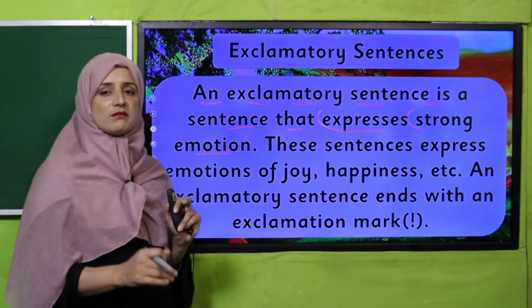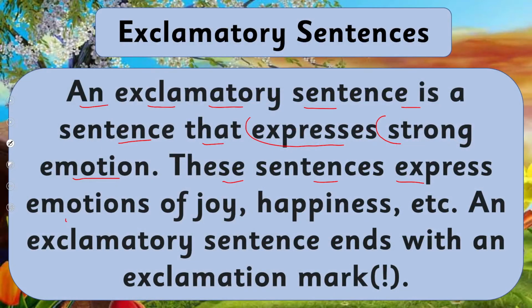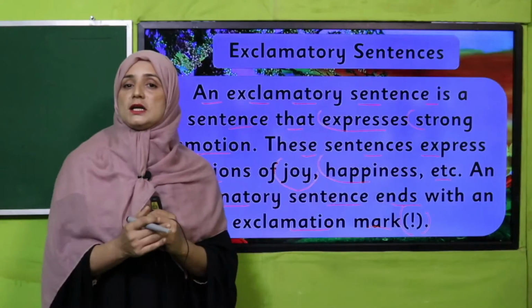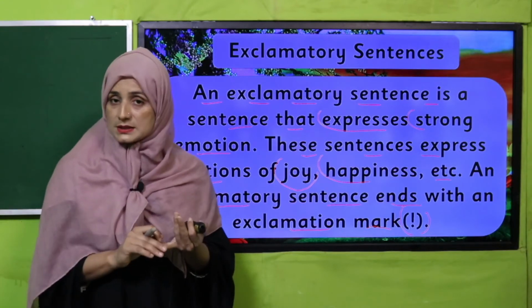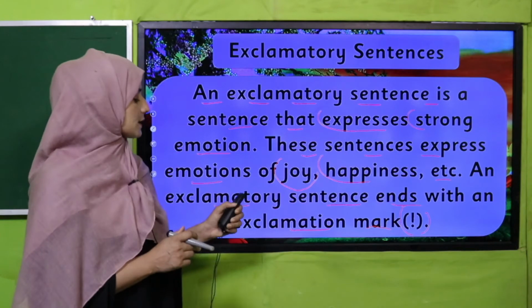When we show our feelings and emotions, these sentences express emotions of joy, happiness, etc. An exclamatory sentence ends with an exclamation mark. This is an exclamation mark. We have already learned it in punctuation marks, my dear students. Is it clear? We use such types of sentences when we are sharing our joy, our happiness, our anger and our sadness. Then we use an exclamatory sentence.